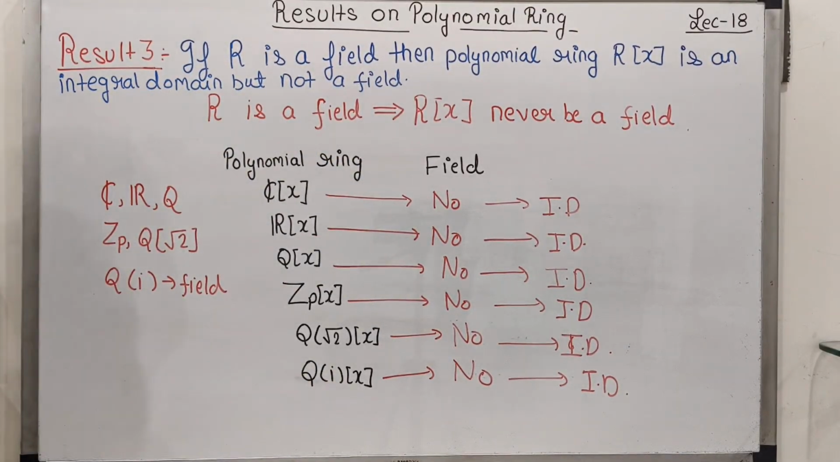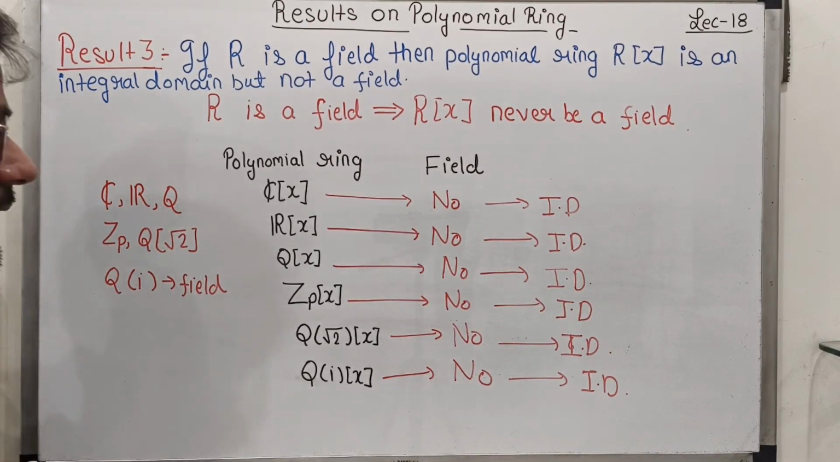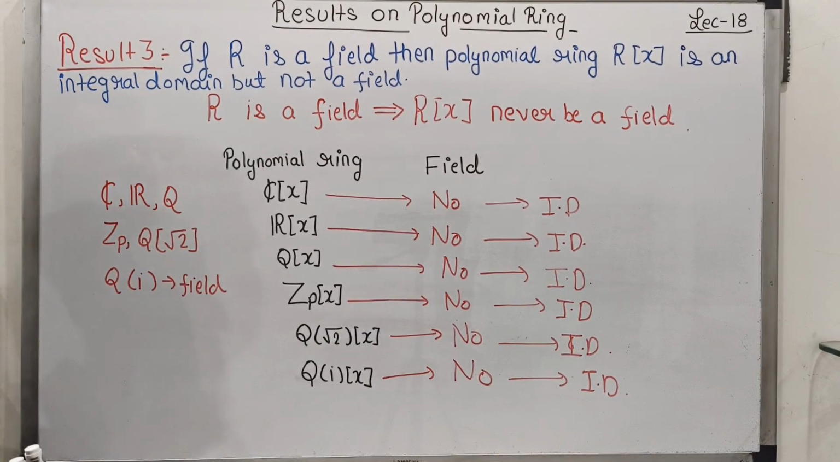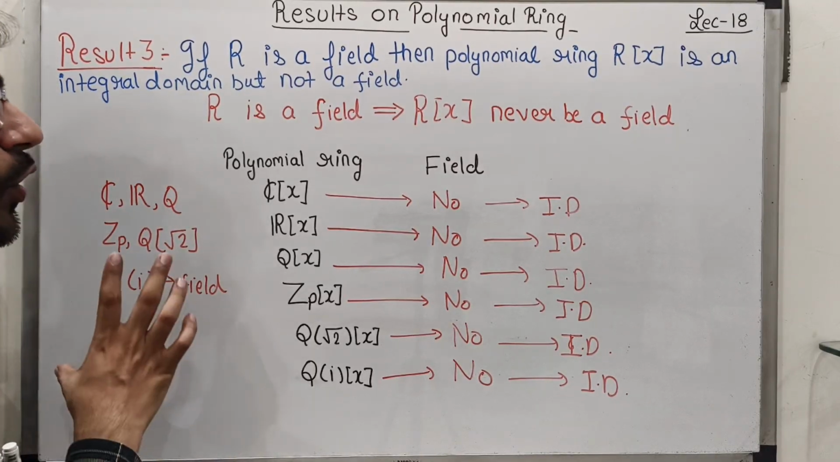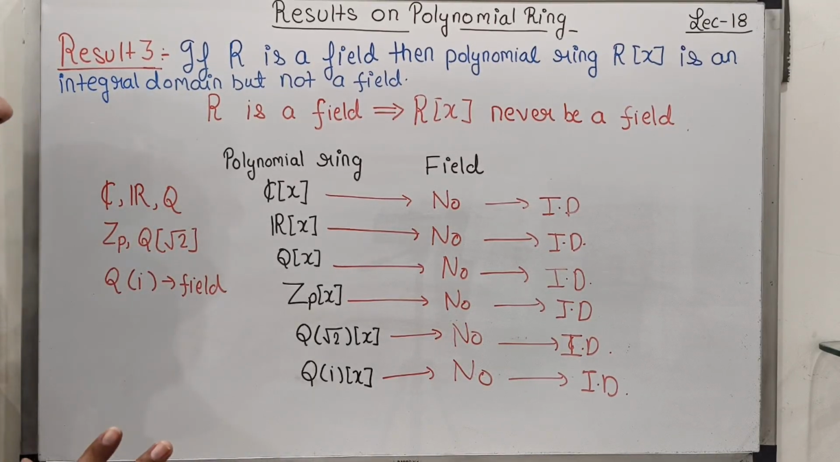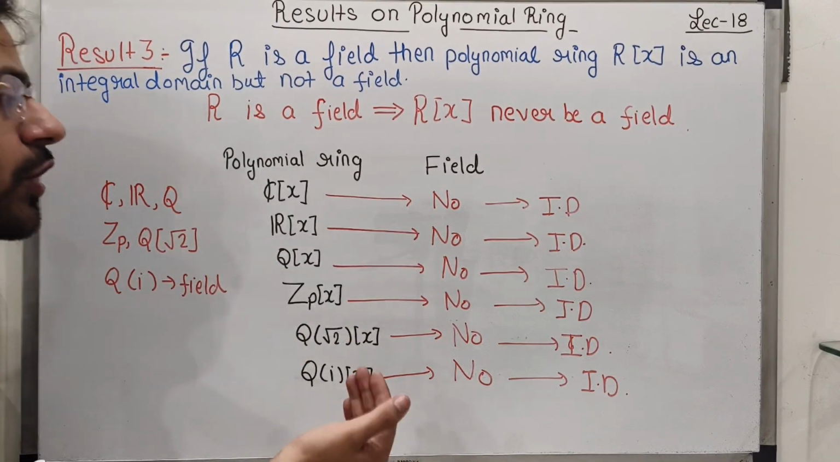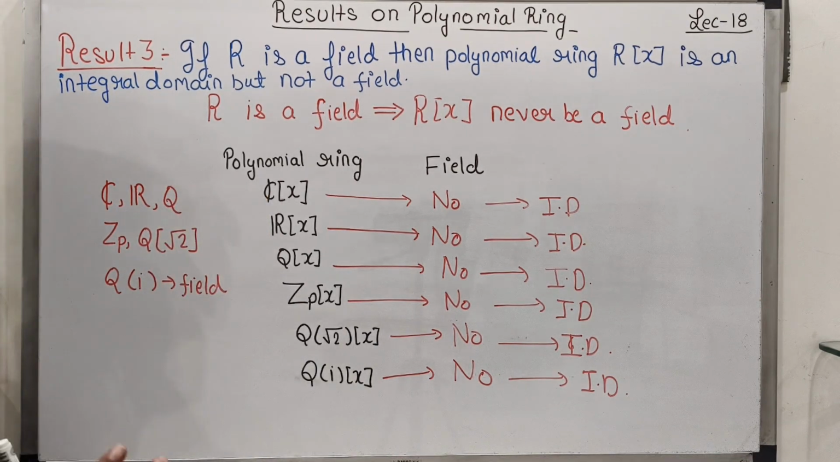So I hope today you have successfully learnt about result number 3, and with these examples you are pretty clear that if a polynomial ring is given and you have to identify whether it is a field or not, you can directly state that it will never be a field, because there are elements whose multiplicative inverse is not present in that polynomial ring. So I hope this lecture is clear.